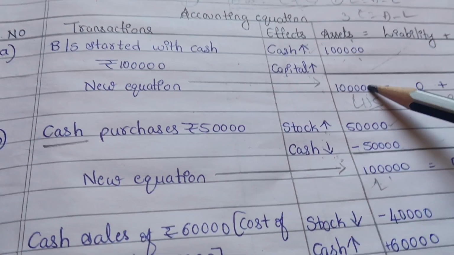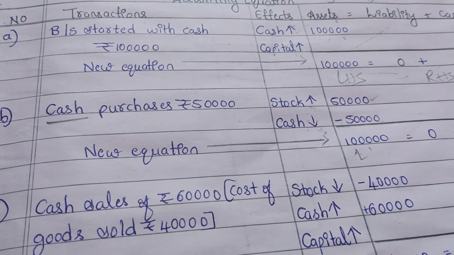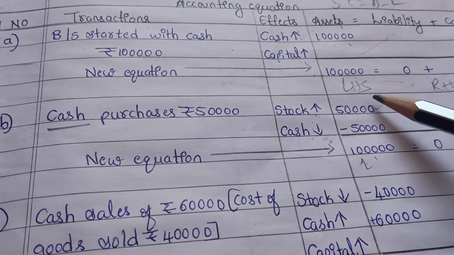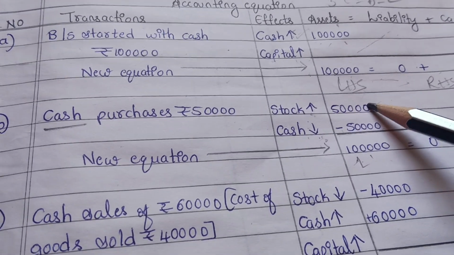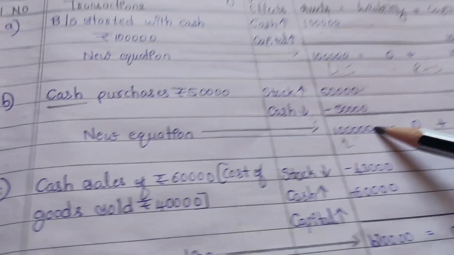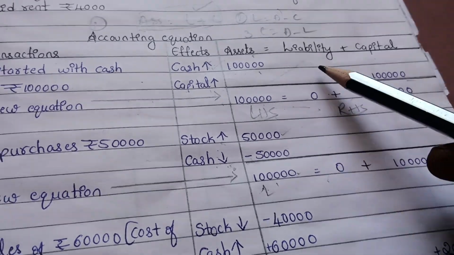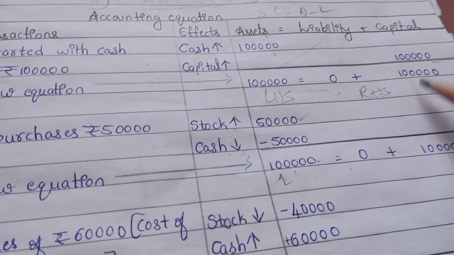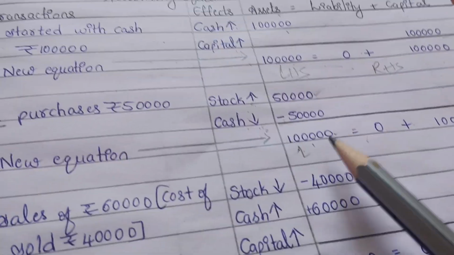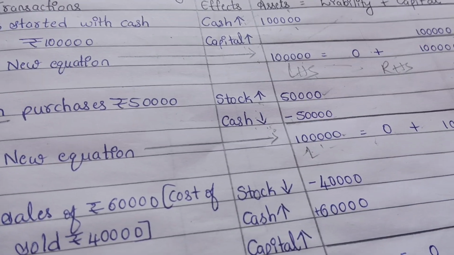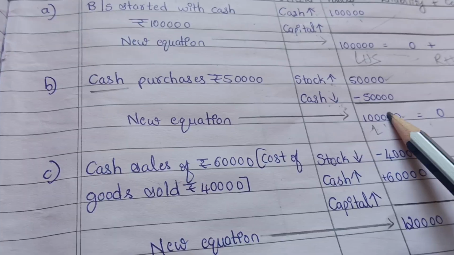Now from the previous equation, just add and subtract the values. So 1 lakh plus 50 will become 1 lakh 50, minus 50 will become 1 lakh, is equal to liabilities 0 plus 1 lakh capital. Now you can observe LHS is equal to RHS. This is one more accounting equation.